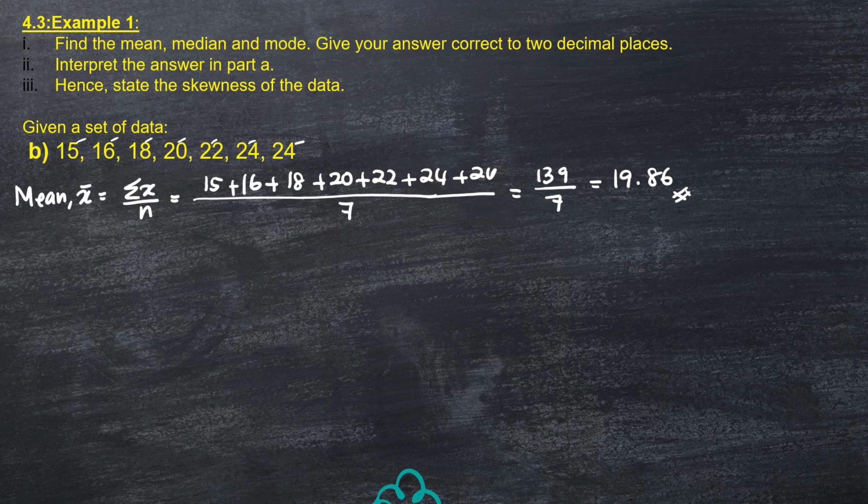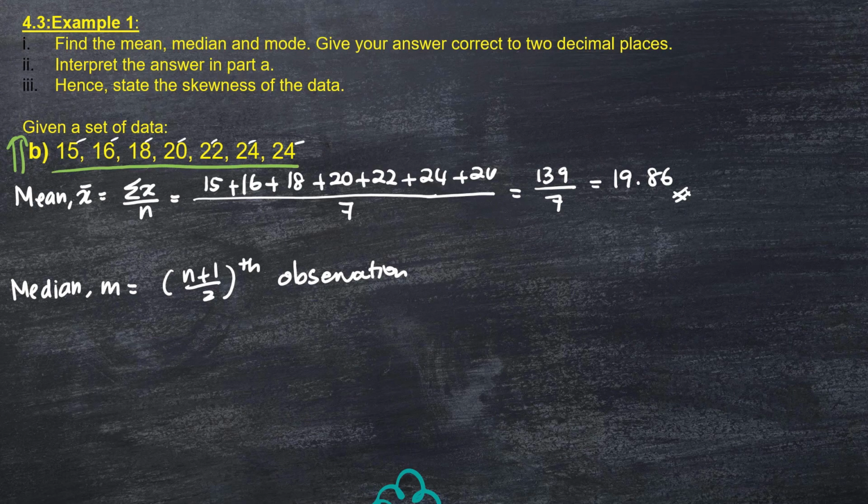So median. Median is the same for our data. We have the (n plus 1) over 2 observation. First, we must make sure that our data is in increasing or decreasing order. As you can see in the question, the data here is already arranged. So we can just calculate the observation. We have 7 plus 1 over 2, so it is the fourth observation. As the data is already arranged, you can see the fourth observation here: 1, 2, 3, 4. So our median is 20.